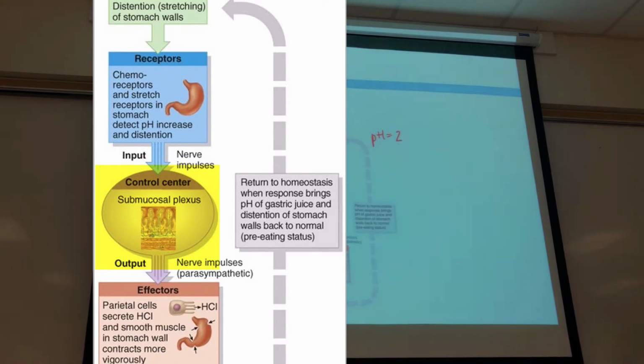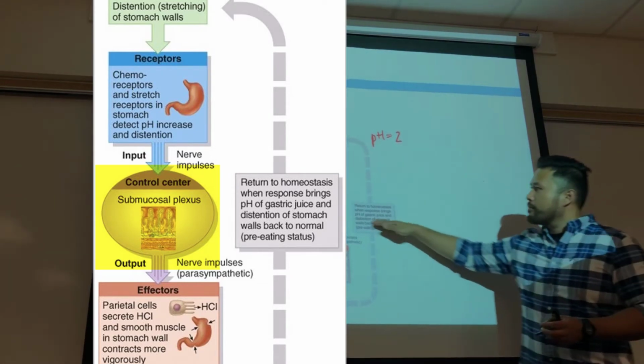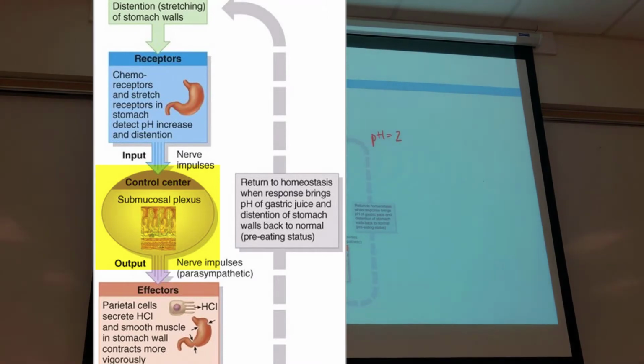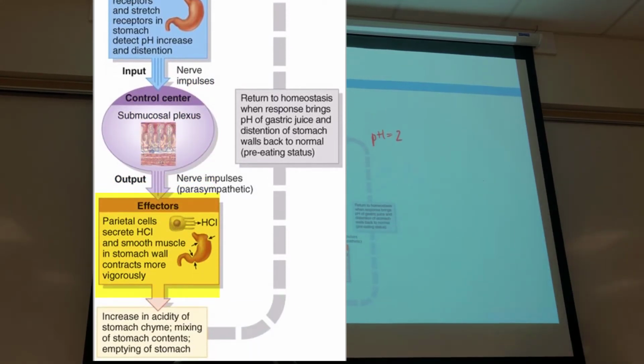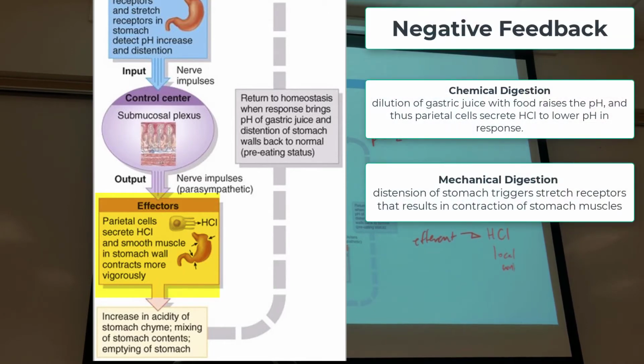So within the submucosal plexus, the ones that parasympathetic pathways innervate is going to now, so this is our control center, and our receptors. The afferent pathway are the stretch receptors that lead into the control center. Then the submucosal plexus will then send impulses that will result in the secretion of HCl. So the efferent pathway is a production of hydrochloric acid by the parietal cells. That'll also cause local contractions or mixing waves.